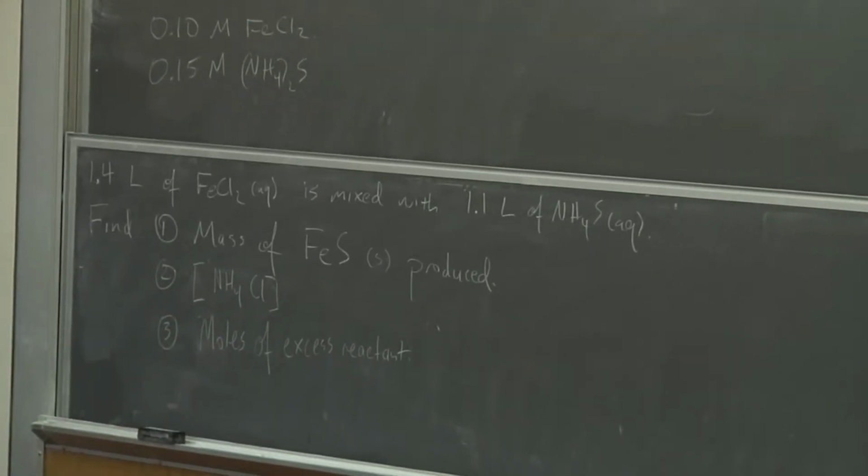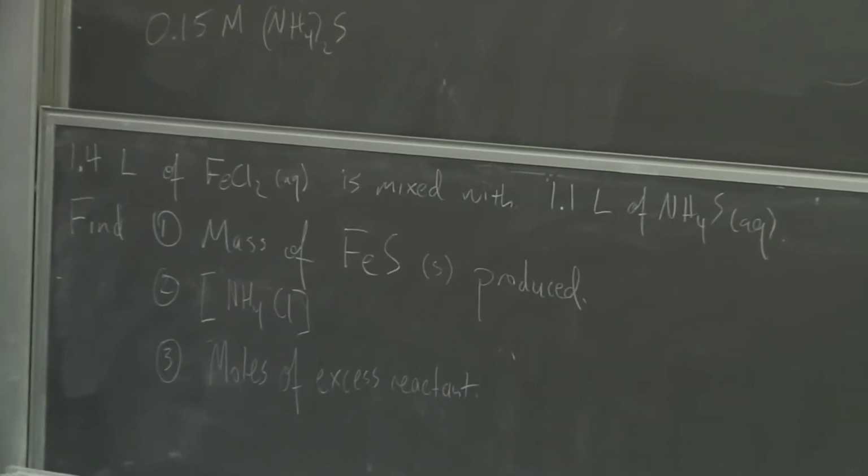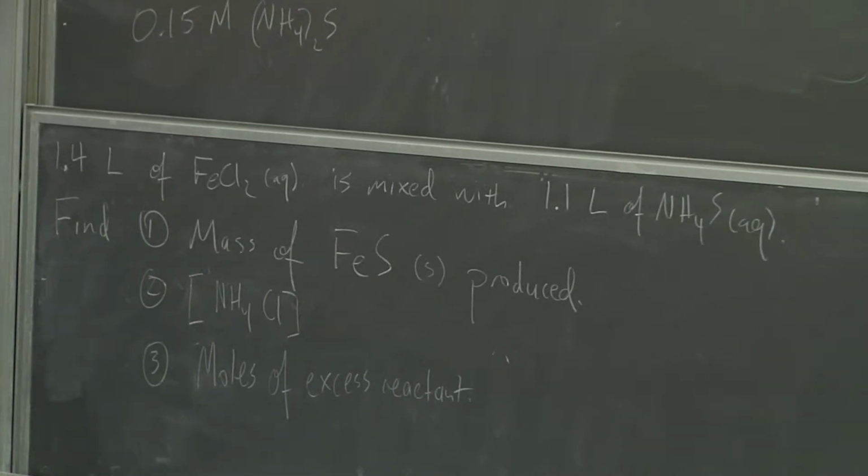The moles of excess reactant tells you this is what kind of problem? Limiting reactants. We haven't done limiting reactants with solutions yet, but it shouldn't be impossible, because what do you need to do? You need to get from something to moles. Once you get to moles, it's the same. So how are you going to do this?